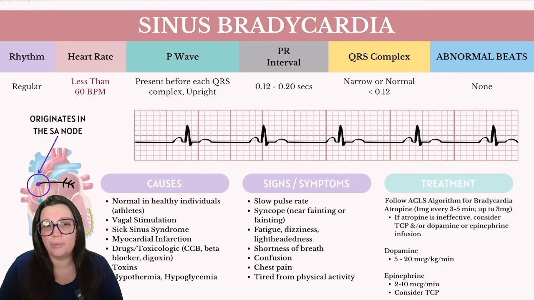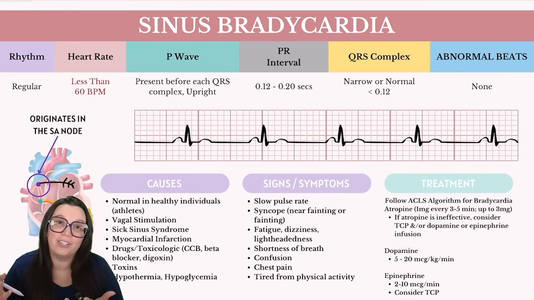So when it comes to treatment, it's really dependent on how severe and what the underlying cause is. Asymptomatic and mild cases may not require treatment, while more severe instances follow the Advanced Cardiac Life Support (ACLS) algorithm for bradycardia, which includes our first action, which would be administering atropine. We give 1 milligram every 3 to 5 minutes, up to 3 milligrams total.